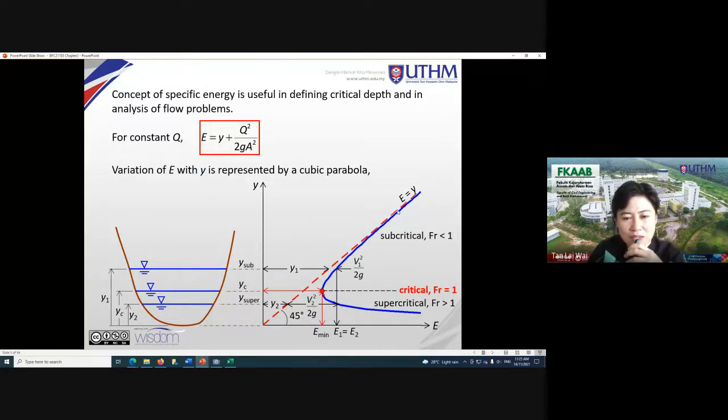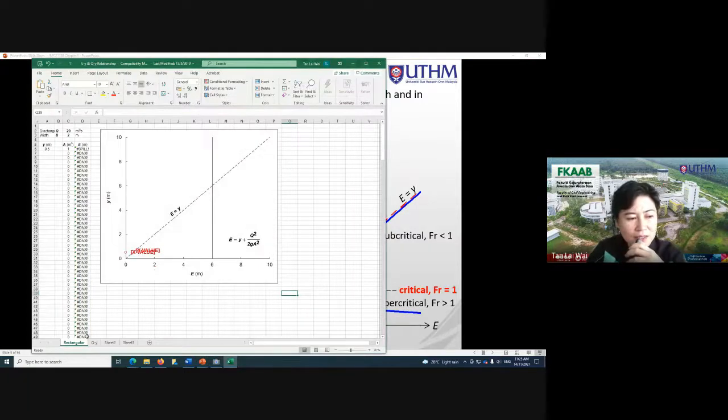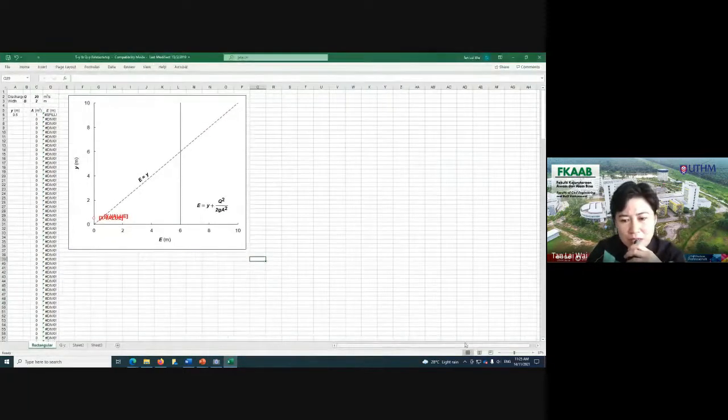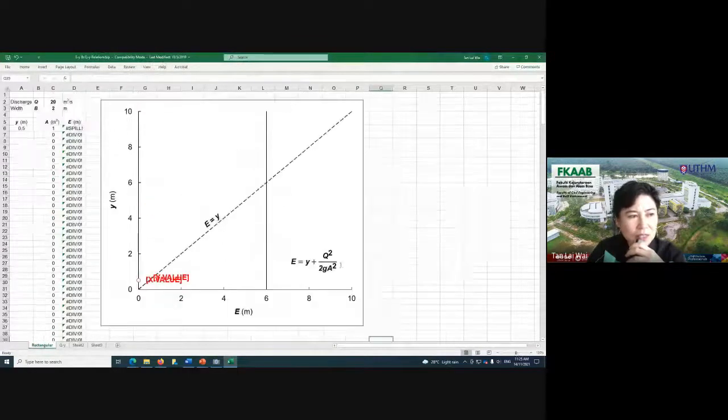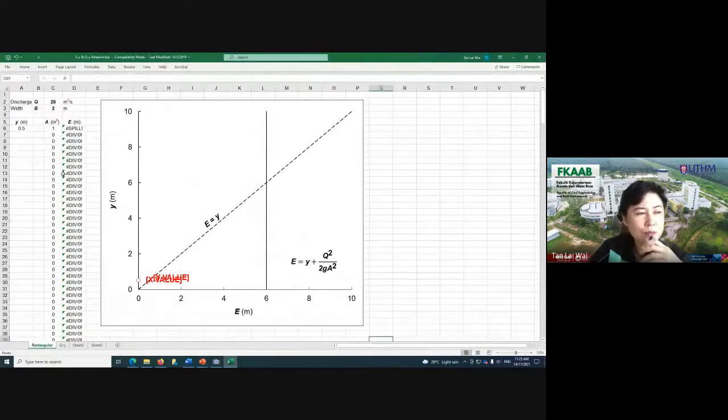Okay, I hope you are clear about this graph here. Now, I wanted to show this in Excel. Okay, let's look at this Excel here. I'm going to enlarge this a bit. Okay, now I hope you can see this clearly.